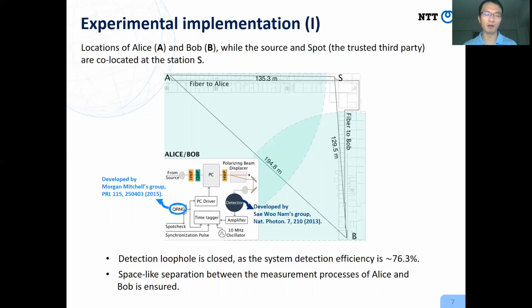Also, Alice and Bob perform measurements with highly efficient detectors so that we can close the detection loophole. The detectors were developed by Sae Woo's group. For spot checking trials, the setting choices of Alice and Bob are chosen by quantum random number generators, which were developed by Morgan's group. The entangled states are emitted from the source station.